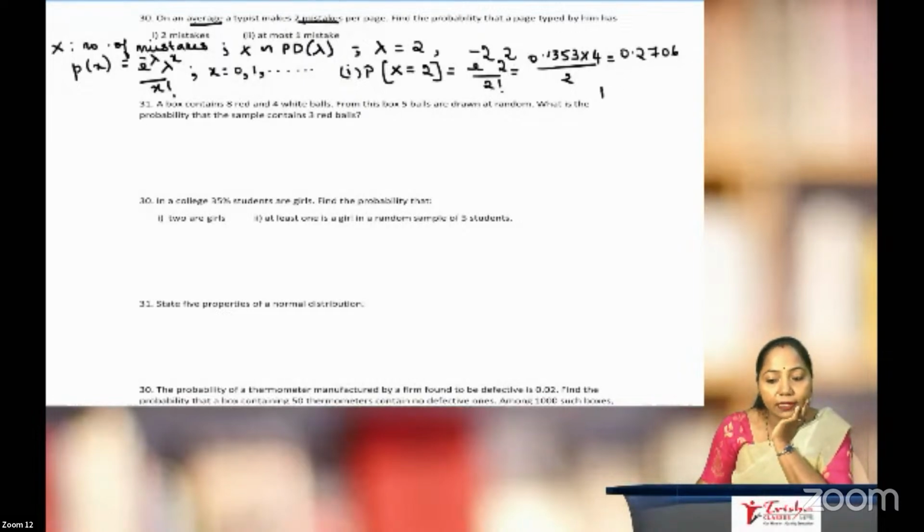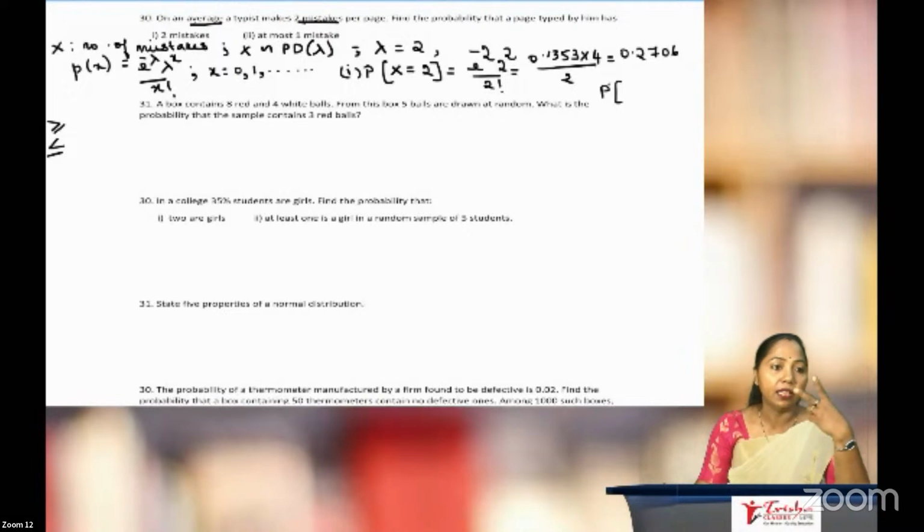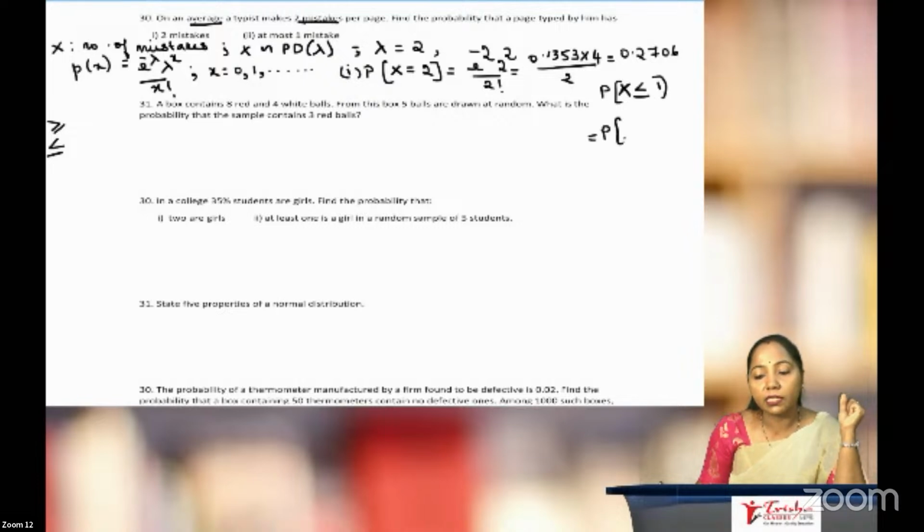What did I tell? Whenever it is at least, it is greater than or equal to. At most means it will be less than or equal to. Left hand, L for less. When you face your palm, this symbol. So it will be X less than or equal to 1. At most one mistake.